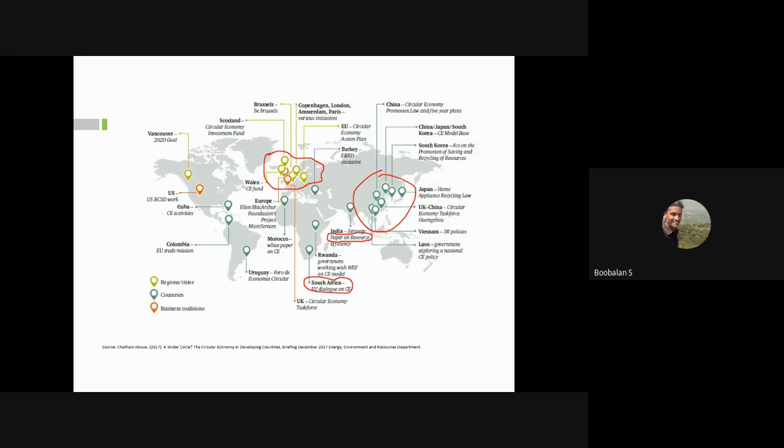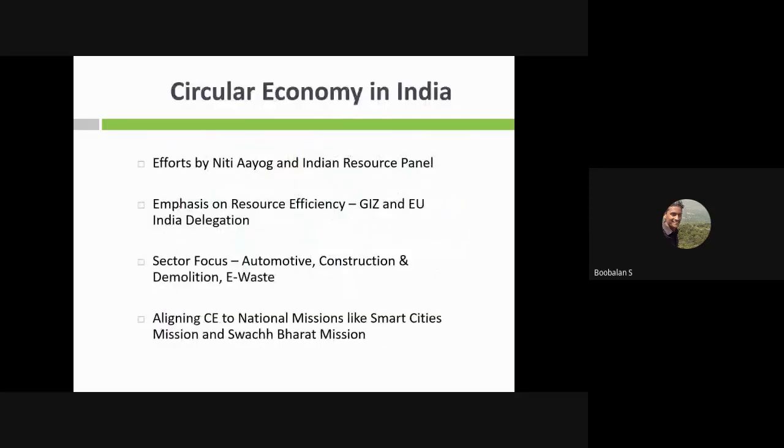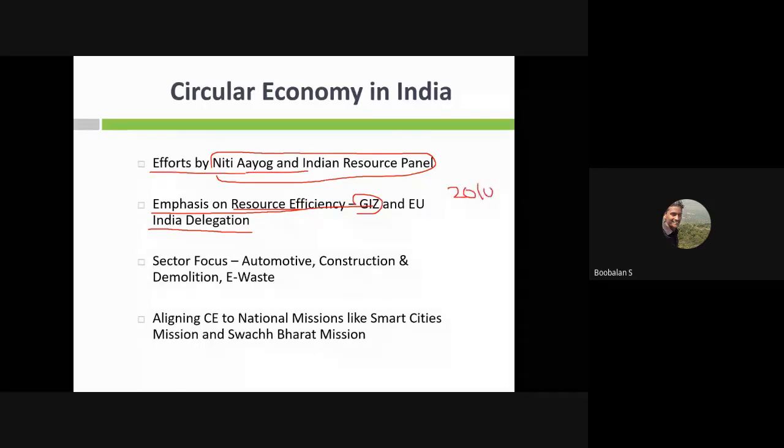So in the US also, right, and especially in India. So what resource policies are there for following, accessing or helping towards the circular economy? Those efforts are taken by Niti Aayog, Indian Resource Panel, and an emphasis on resource efficiency. These are the India-based circular economy model assessors as well as policy makers, right? It is happening only after 2010 around, afterwards these things are happening in India also, right?